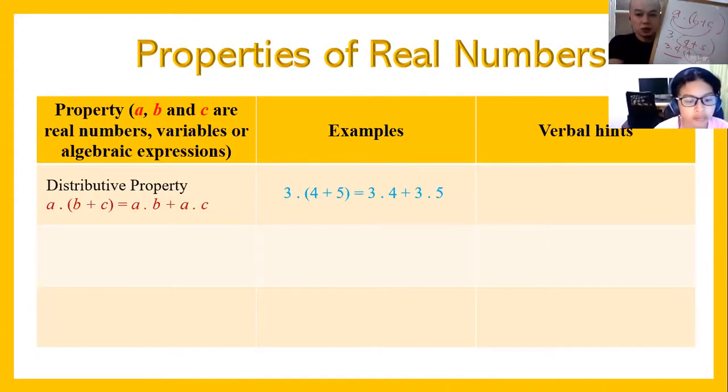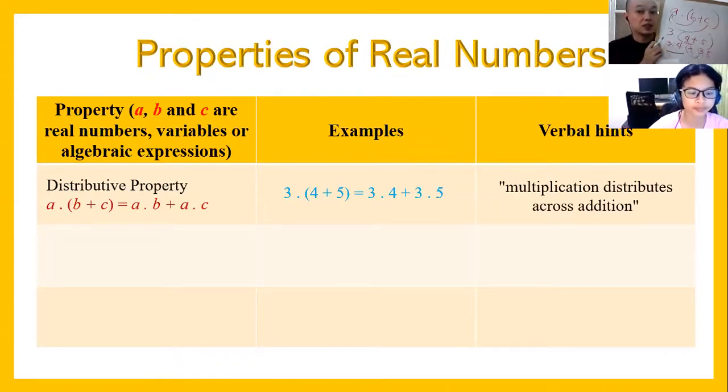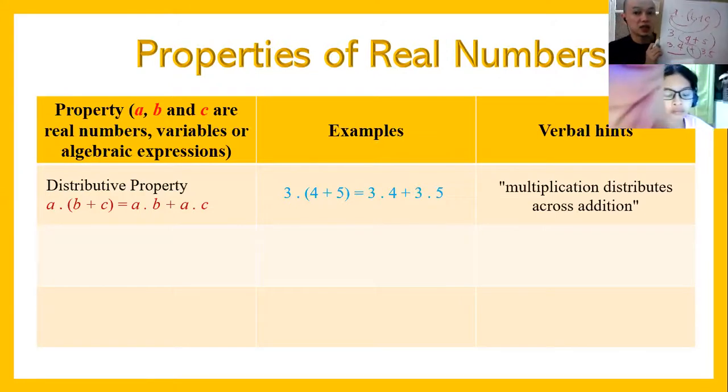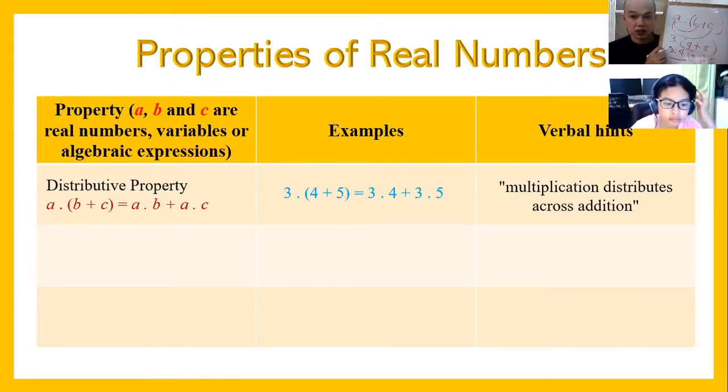So what does it mean? It means that multiplication distributes across addition. Multiplication distributes across addition. Okay, distributive property. You get it, Kristel? You understand? Yeah. Okay, let me give you another example.